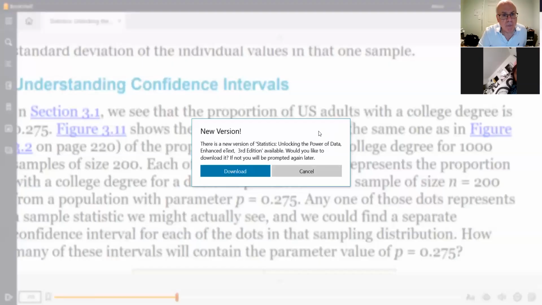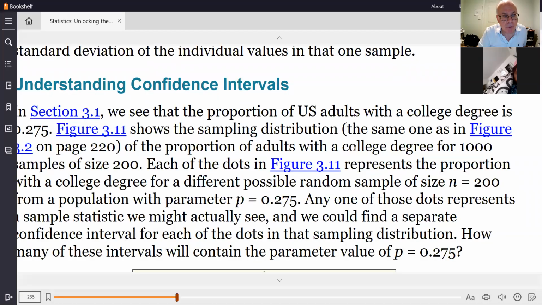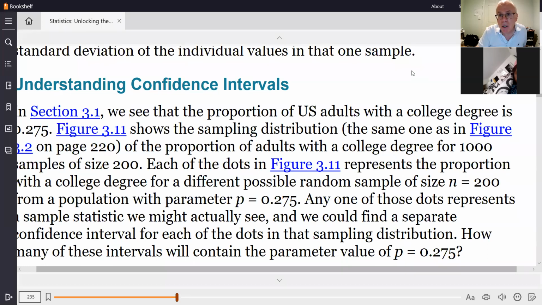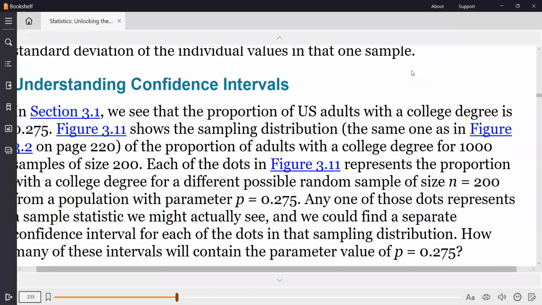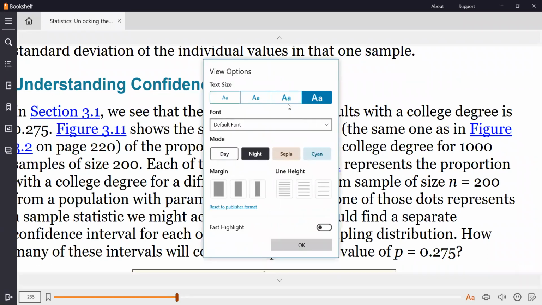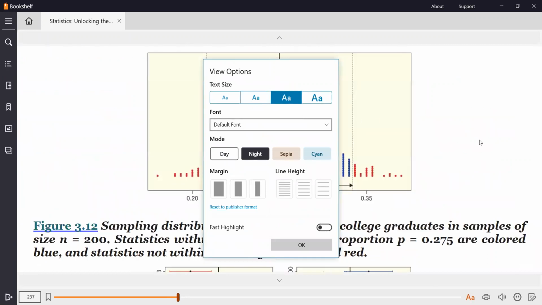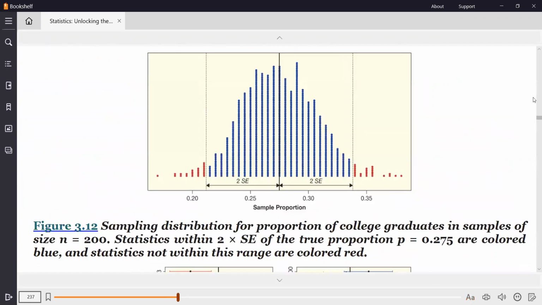All right. Just get this out of the way here. Just a little bit smaller. All right, that's it.